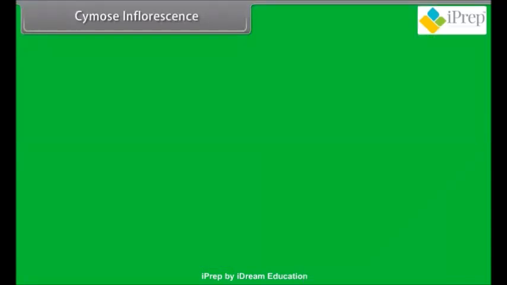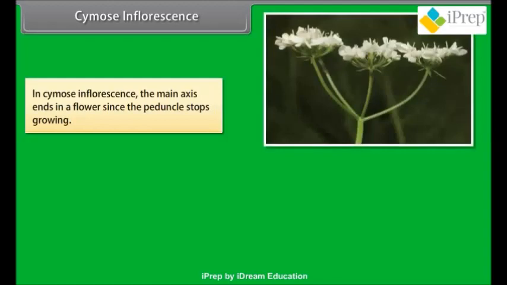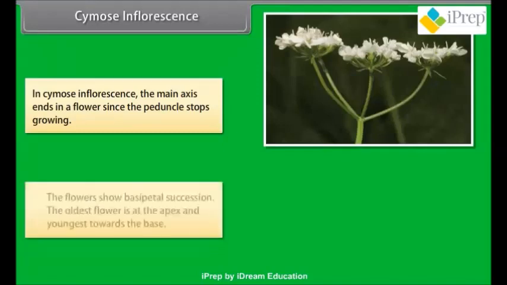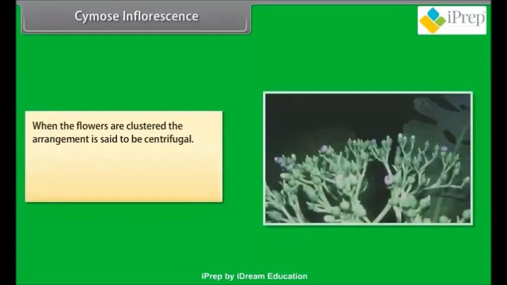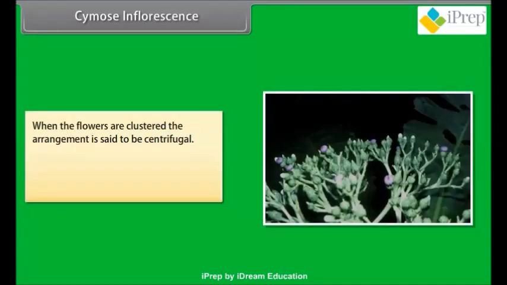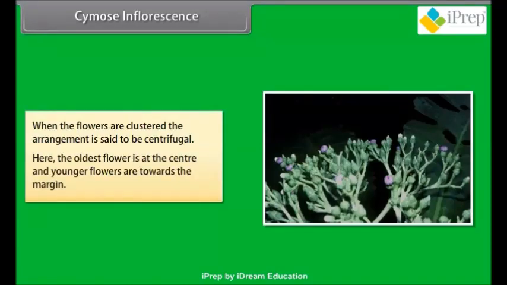Cymose inflorescence. In Cymose inflorescence, the main axis ends in a flower since the peduncle stops growing. The flowers show basipetal succession. The oldest flower is at the apex and the youngest towards the base. When the flowers are clustered, the arrangement is said to be centrifugal. Here, the oldest flower is at the center and younger flowers are towards the margin.